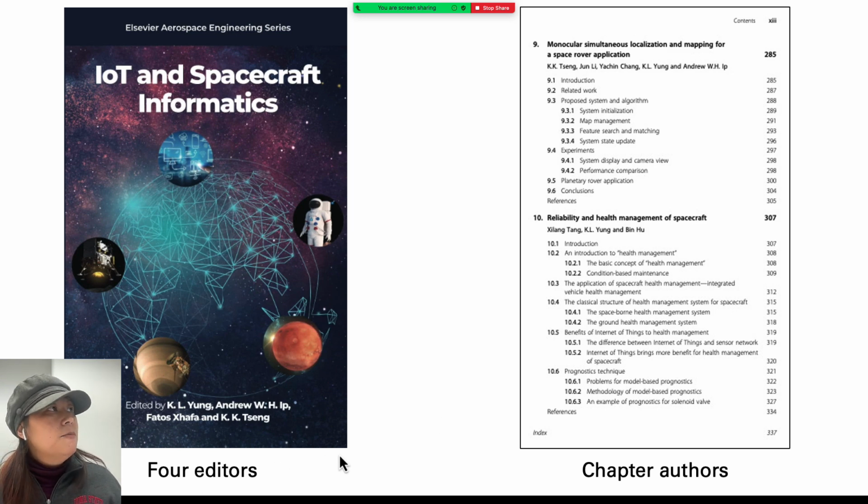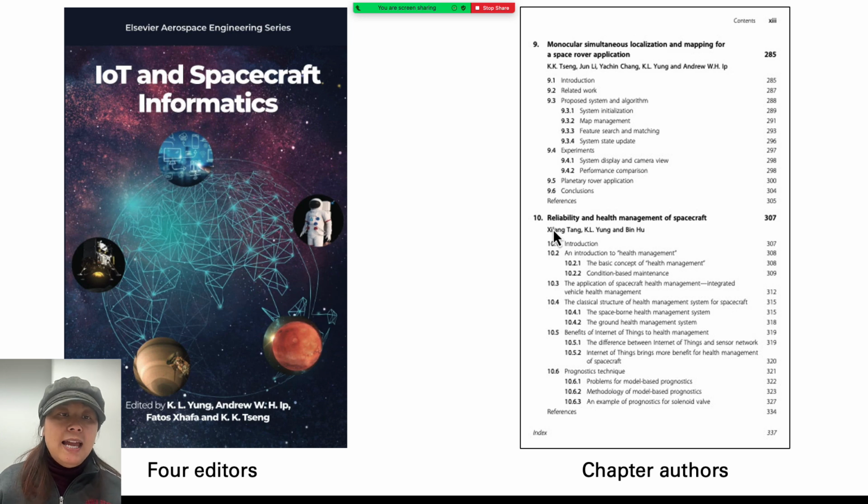Okay, 4 editors. When you look at the table of contents, you'll notice like here, chapter 9, monocular simultaneous localization and mapping for a space rover application. It was written by these authors, Sang, Chang, Young, and they're not necessarily the same people that are here. So these chapters may be written by different people. They're assembled by these editors, but the authors are different.